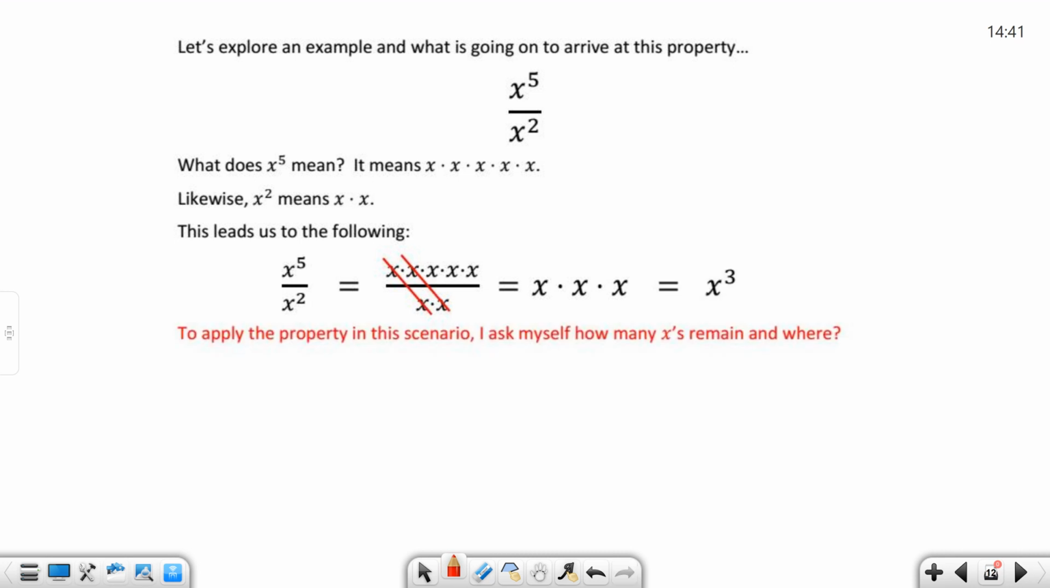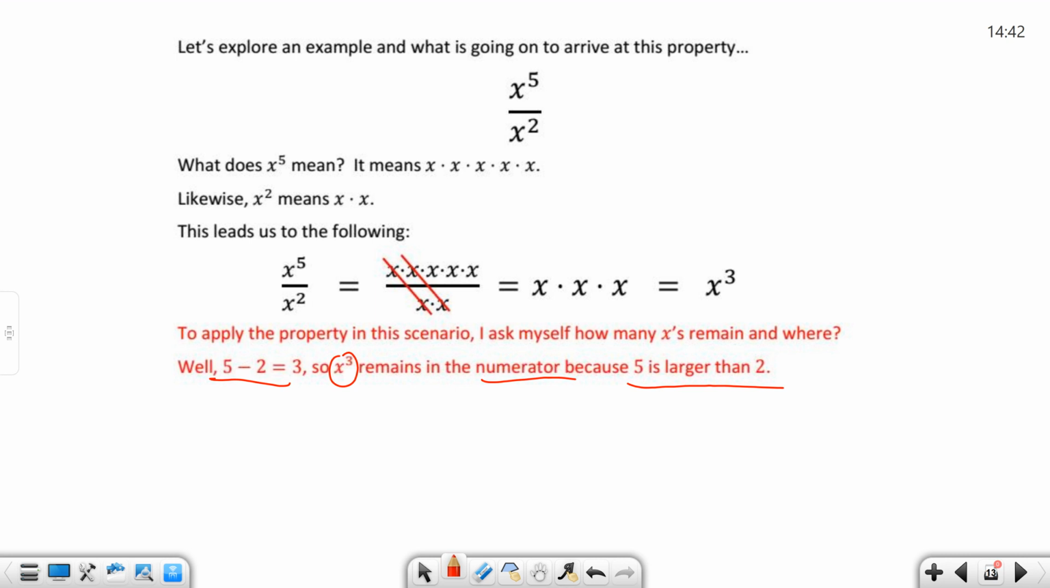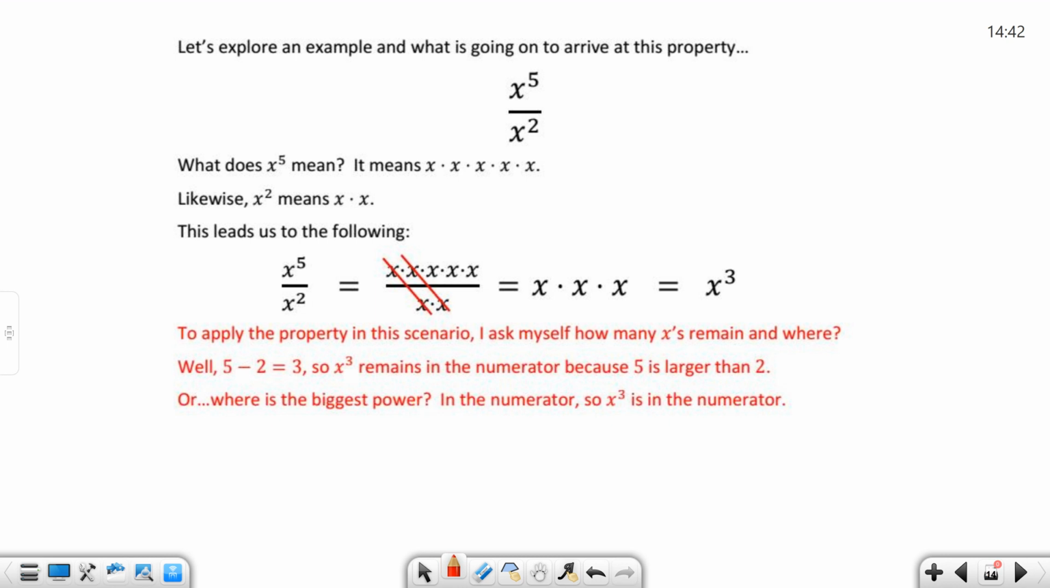So to apply the property in this scenario, here's what I ask myself. When I'm looking at this, I say, how many x's remain and where are they? Well, 5 is bigger than 2, so that means where they remain is going to be in the top, the numerator. How many are left? 5 minus 2 is 3. So let's look at that here. 5 minus 2 is 3, and then x cubed remains in the numerator because 5 is larger than 2. That's the important stuff there that I circled and underlined.